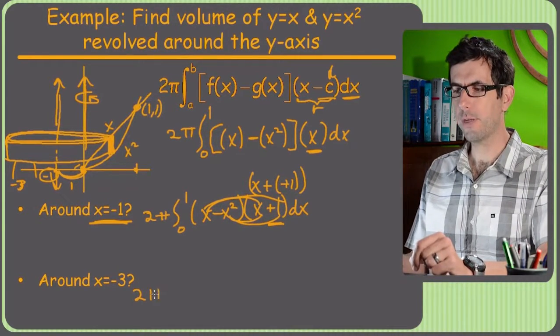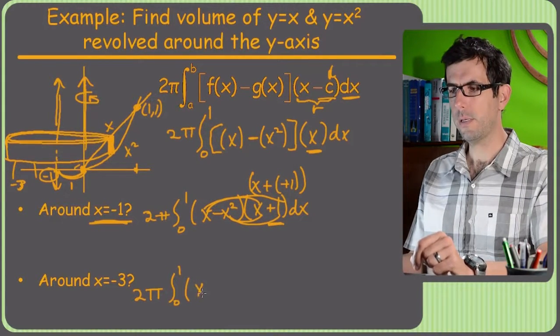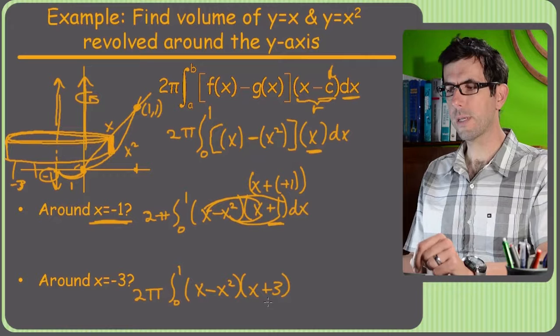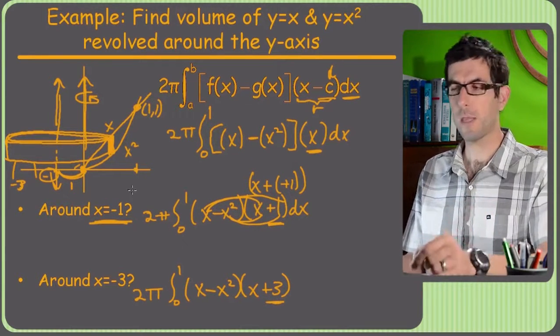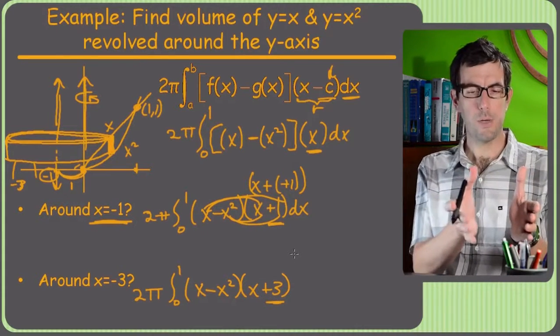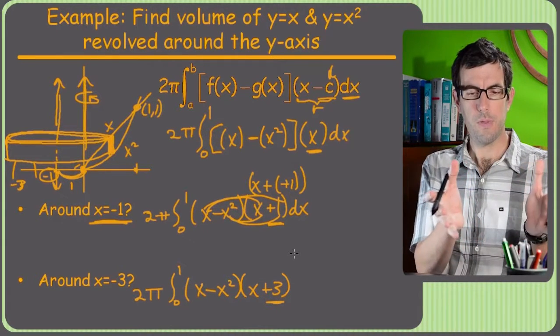Alright, so we're just going to do plug and chug. Same region, so it's still 0 to 1. Still x minus x squared. The only difference is we're going to do x plus 3. That 3 is just accounting for the fact that we increased our radius by 3 by shifting the region further away. Because as we increase the radius of each shell, the thing gets bigger and bigger.